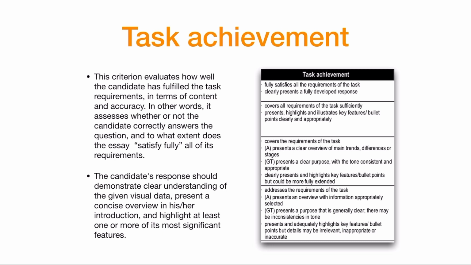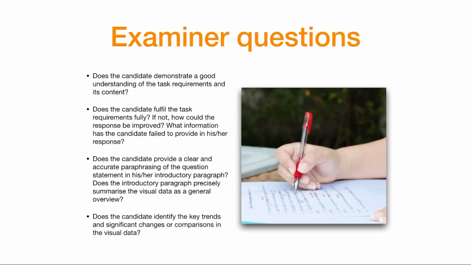Task Achievement. This criterion evaluates how well the candidate has fulfilled the task requirements, in terms of content and accuracy. In other words, it assesses whether or not the candidate correctly answers the question, and to what extent the essay satisfies fully all of its requirements. The candidate's response should demonstrate clear understanding of the given visual data, present a concise overview of the information in his/her introduction, and highlight at least one or more of its most significant features.